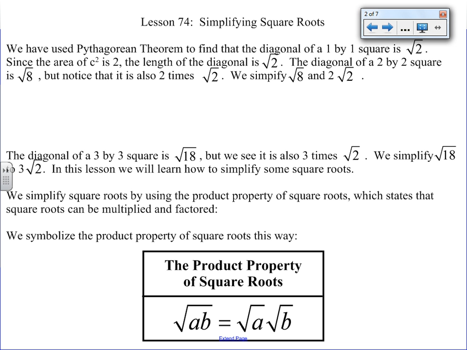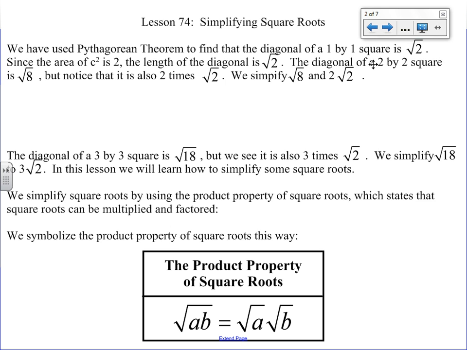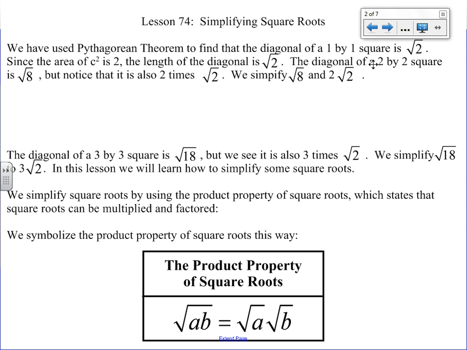What we're talking about today is lesson 74, simplifying square roots. We've used the Pythagorean theorem to find the diagonal of a 1 by 1 square is radical 2. Since the area of c squared is 2, the length of the diagonal is radical 2. The diagonal of a 2 by 2 square is radical 8. But notice that it is also 2 times radical 2.